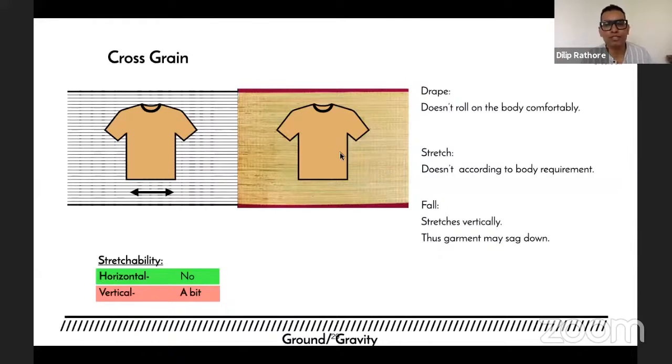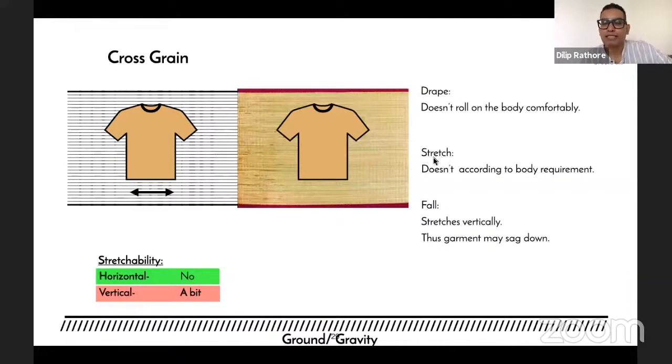So if you see these pictures, you will understand that the fabric can roll vertically, but it cannot roll horizontally so well. But our body grows horizontally. So the drape does not roll on the body comfortably. When you make a garment on the cross grain, you can see it will not sit properly on the body. From far, you can make out that it is on the cross grain because it will not drape on the body as well as the previous grain would sit.